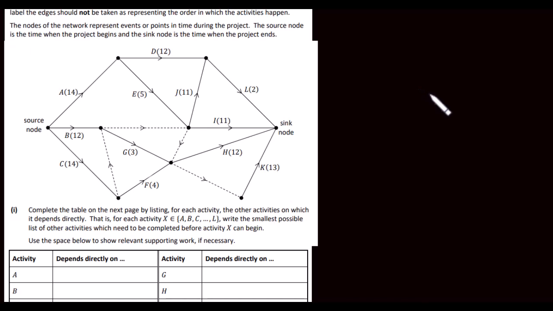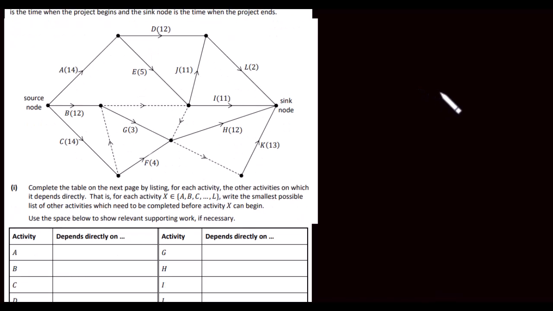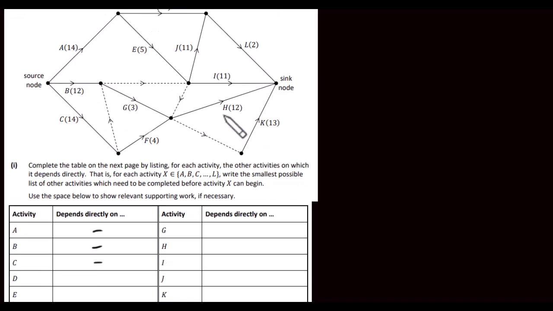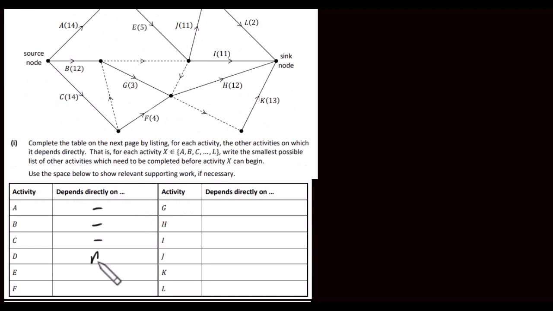Okay, so let's start with activities A, B, and C. They're not going to depend on any other activity, so we'll just put in a dash here for these three. Now if we look at the next one, D, which is up here, D is just going to be dependent on A, so we put A here in the table.